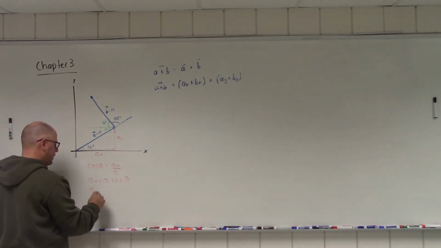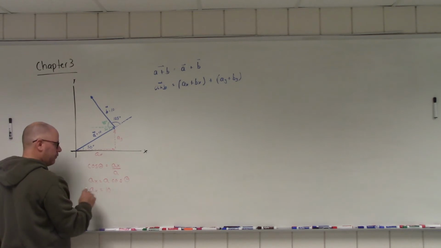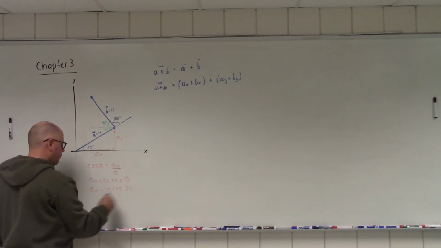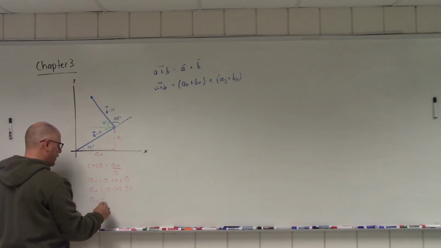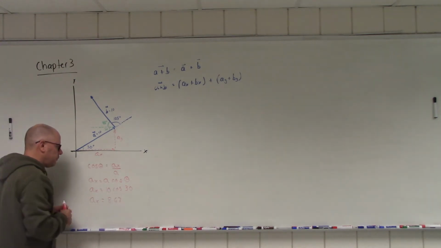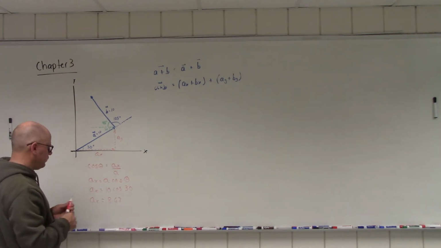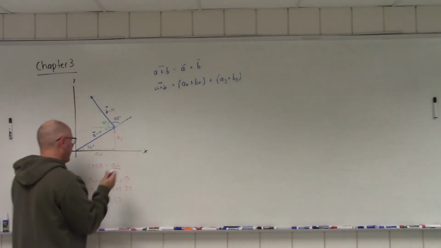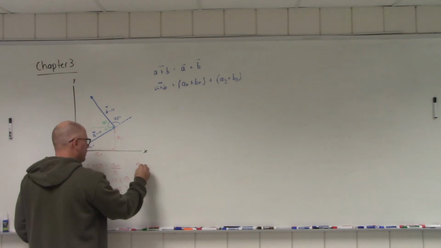So in this case, the a vector is 10 long, times the cosine of 30. So my a in the x direction is equal to, it's got to be like 8.67. Hopefully that red's not too hard to see. Let's try a different one. If I use sine, well, that's much better.